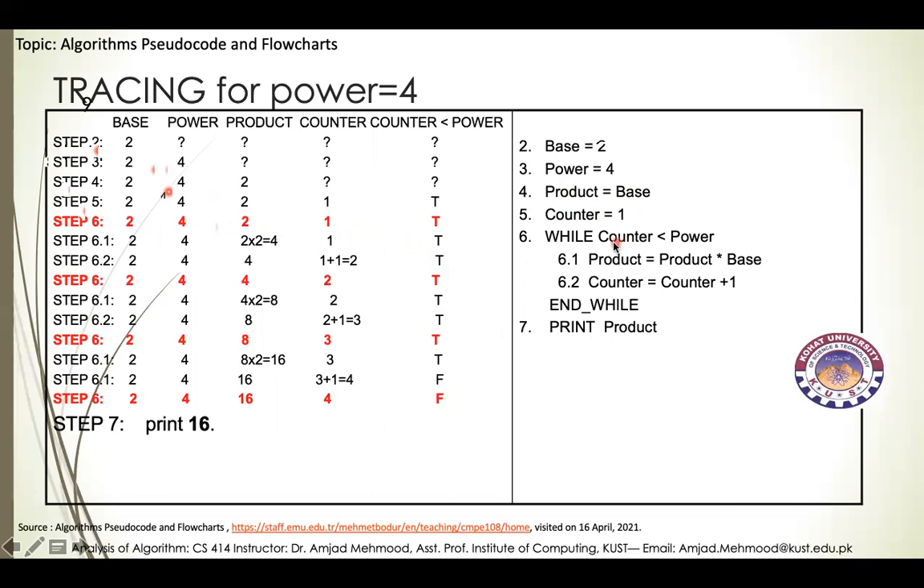And this condition is true at step 6. In step 6.1 the product is multiplied by 2, and the counter is 1, and this is true, so the loop will continue. Each time this is true, so the block will be executed, and at step 6 it finally gets false, so your loop will be stopped, and you will get the outcome of this program, which is 16.